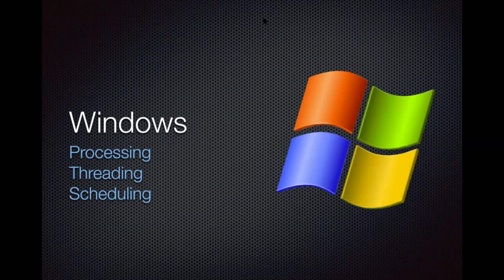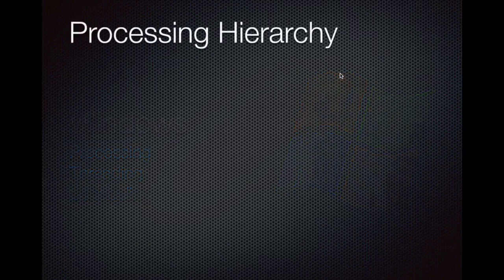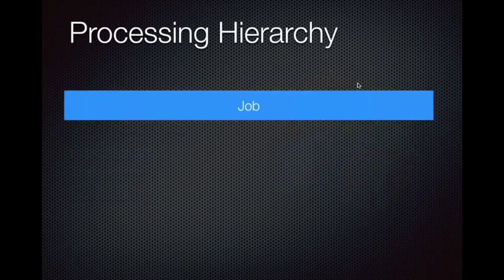I'll go ahead and talk about Windows, and we'll be going over how they handle processing, threading, and scheduling. So Windows has a processing hierarchy that is controlled by their job manager or by their process manager.